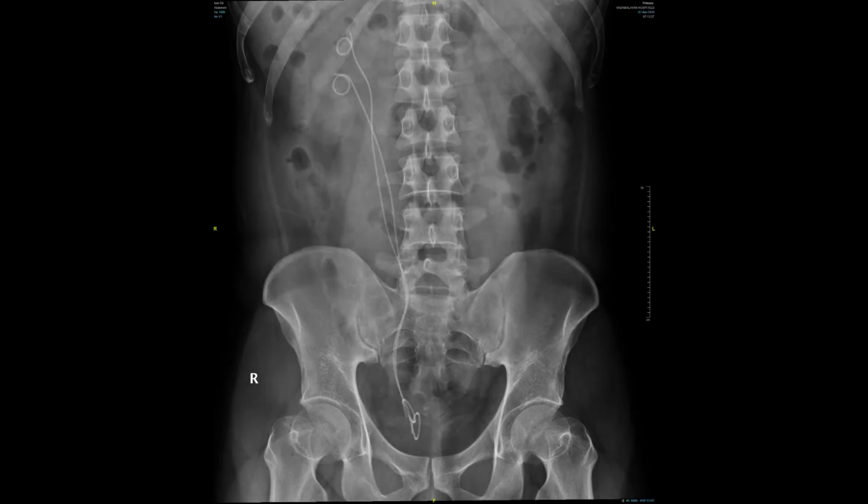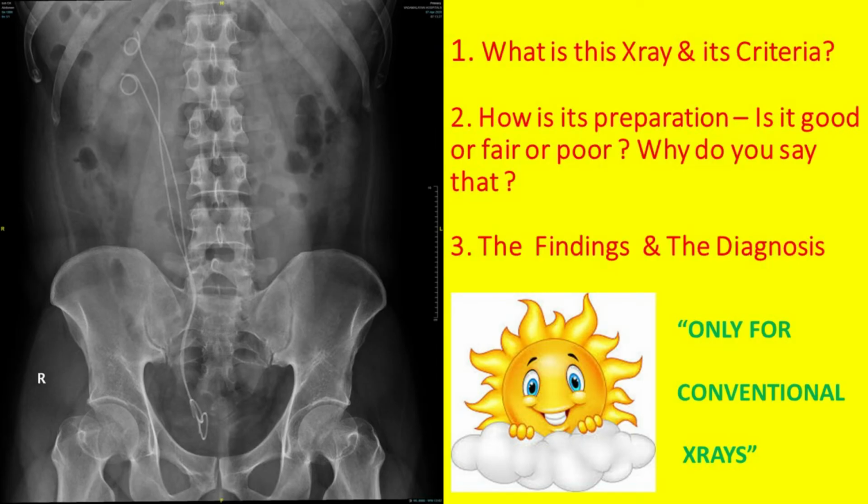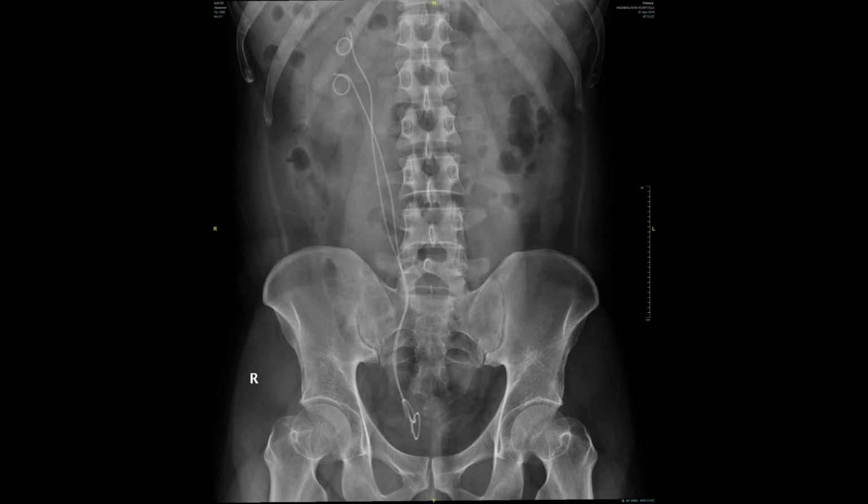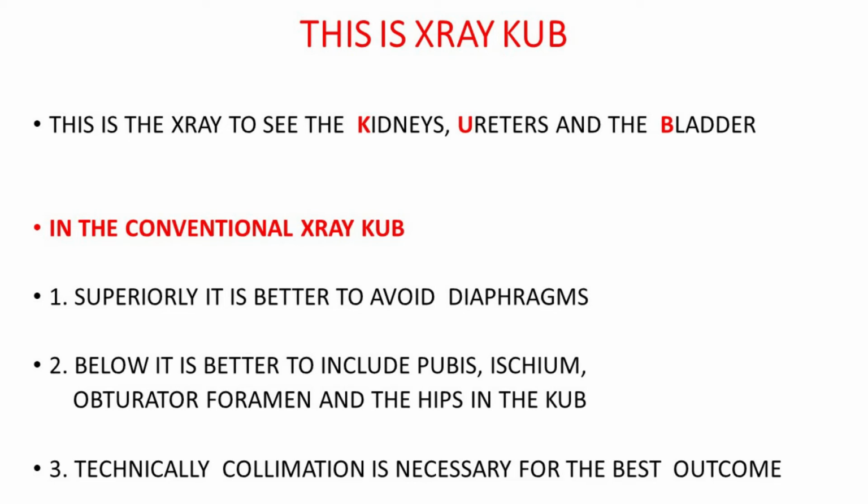The first question, what is this X-ray called as? And you have to think about the three criteria to say it as that type of X-ray. Second question, for any imaging, preparation is essential. Here in this X-ray, how is the preparation? Is it good or fair or poor? And why do you say that? Third question is very much familiar, and that means what are the findings in the diagnosis. If you want more time, please pause the video and go back to see the images. Are you ready? Let's go.